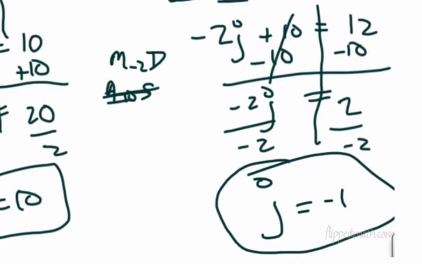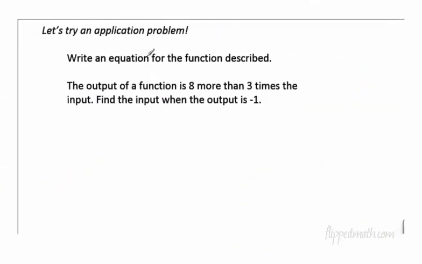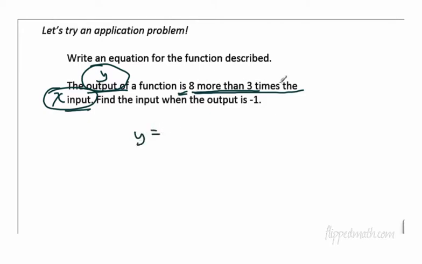One last type here. Let's look at an application problem. Write out an equation for the function described. The output, we need to mark this here. So the output, that's important stuff. The output of a function is 8 more than 3 times the input. Now the input's normally x, and then the output is normally y. So y, the output, is 8 more than 3 times the input. Here's 3 times the input. And then we want 8 more than that, so we add 8.